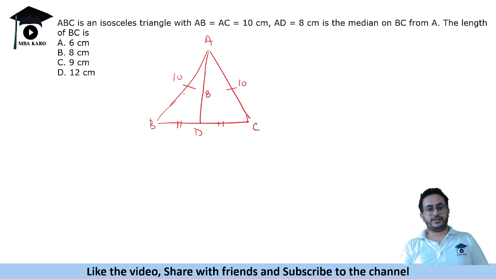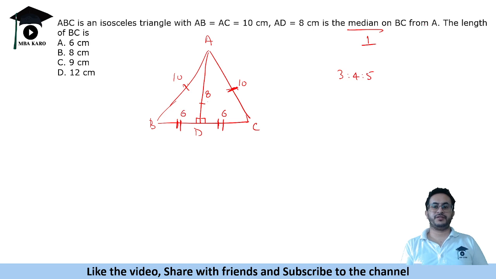Ideally you should know this property: if this is an isosceles triangle, these sides are equal, and the third side is common, so these triangles are congruent. Now this is a straight line, so these two angles will be 90 degrees each. So in an isosceles triangle, the median is perpendicular. This is 8 and 10, this will be 6, again a 3, 4, 5 triangle. So this is 6, this will also be 6. We need to find the length of BC. So BC is 12 centimeters.